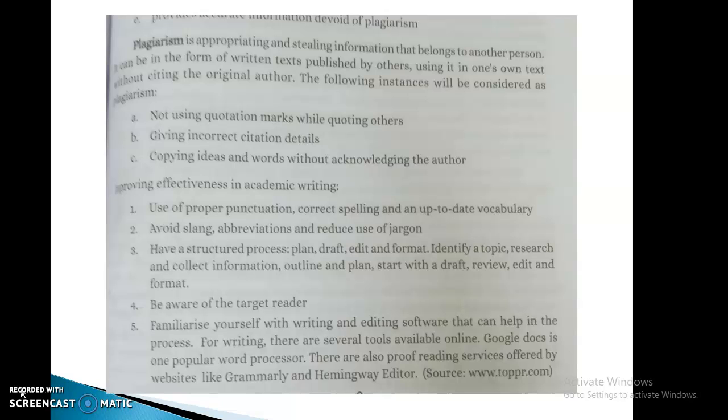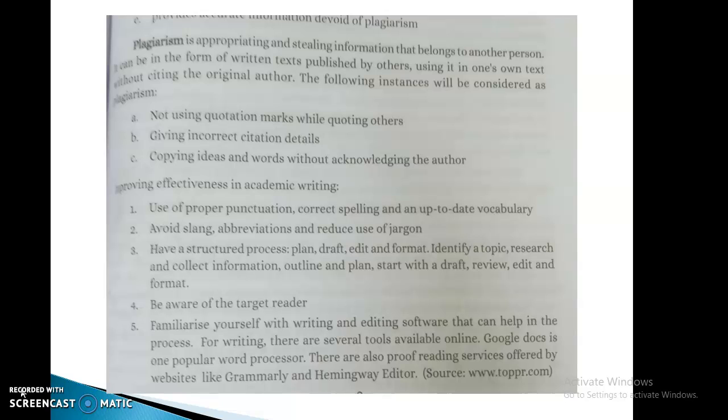Draft means it's a preliminary version of a piece of writing. And edit, that is prepare for publication by correcting or modifying it. And format, meaning the way in which something is arranged. Here it is writing.